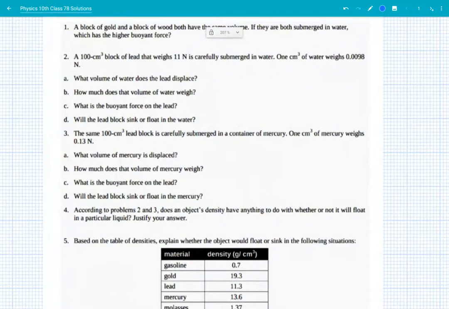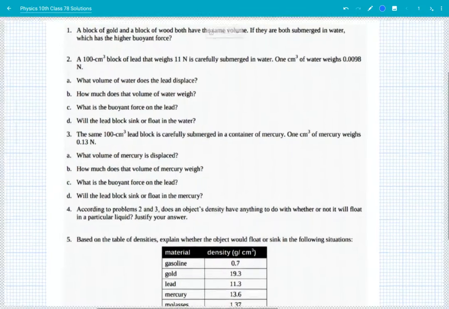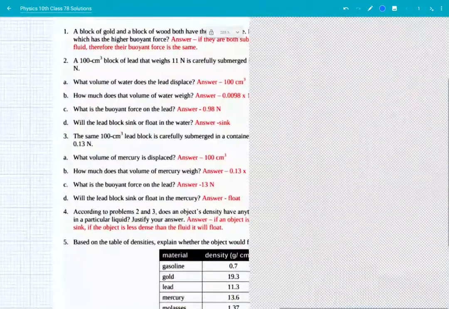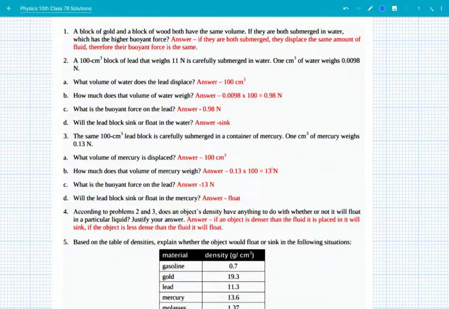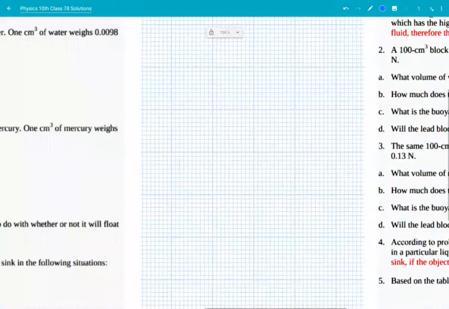Okay. Next, how much does that volume of mercury weigh? Well, I just talked about that before we read 3A. This volume of mercury is referring to 100 centimeters cubed. We know that 1 centimeter cubed of mercury weighs 0.13 newtons. So 0.13 times 100 is the weight of 100 centimeters cubed of mercury. So 3B is 13 newtons.